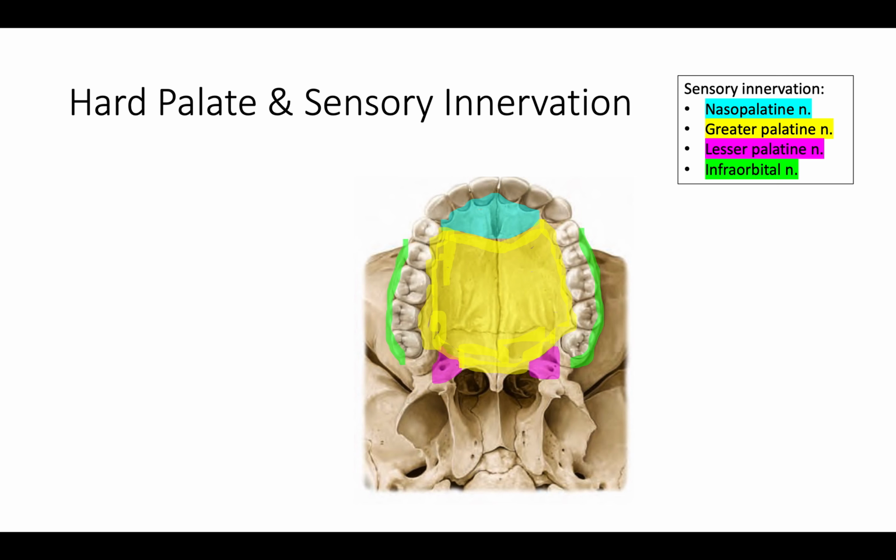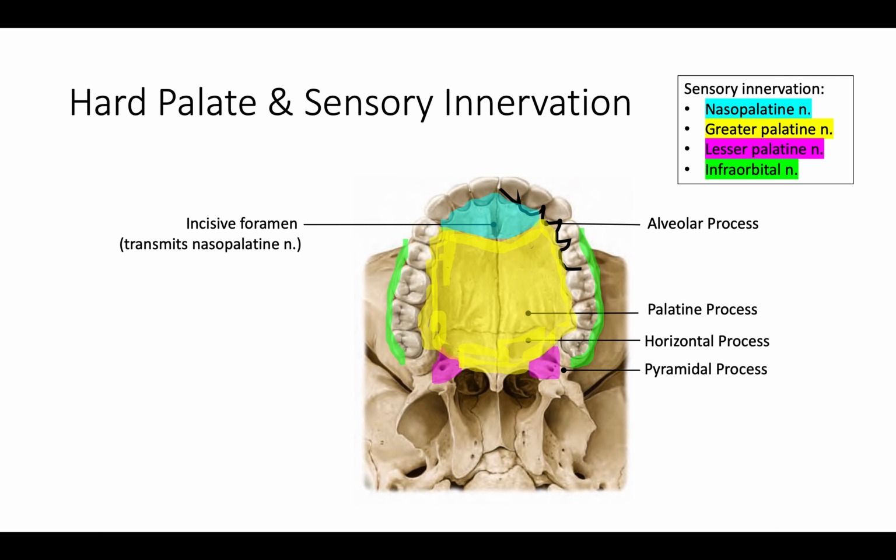is going to be the molars on the outer side, on the outer portion. And then that's going to be infraorbital, and then this small portion back here is our lesser palatine. So greater palatine, nasopalatine, infraorbital on the external back teeth, and then our lesser palatines. Here's our alveolar processes, palatine process, pyramidal process, horizontal process, and incisive foramen. So they could ask you something like, what is the incisive foramen innervated by? Nasopalatine.